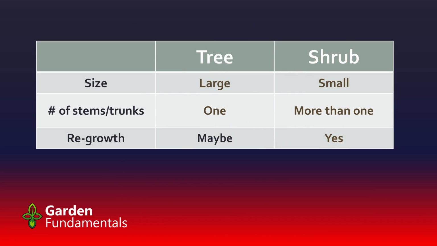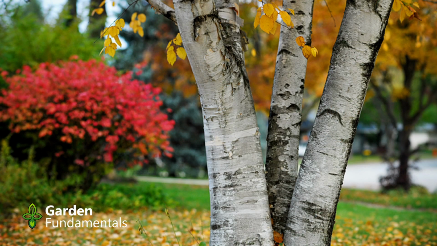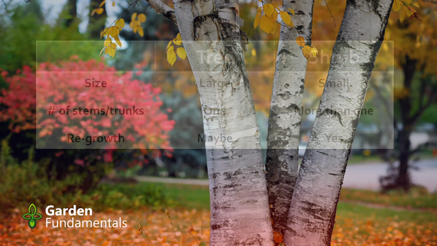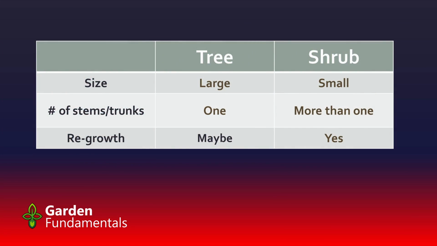So let's compare trees and shrubs. Well, one is size, so if it gets really big, we tend to call it a tree. If it's smaller, we call it a shrub. If it has one trunk, it's a tree. If it's more than one, it's usually a shrub. But of course, you've probably seen birch trees with multiple trunks. If I cut it to the ground, trees may regrow, maybe not. Most shrubs will regrow. So these definitions are very loose. We tend to use those two terms kind of interchangeably.